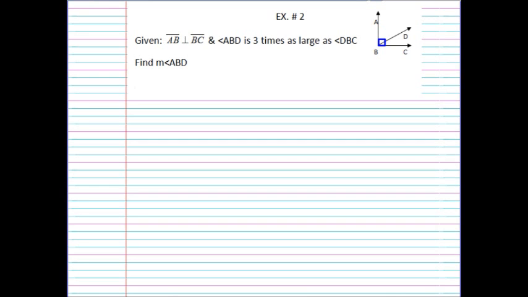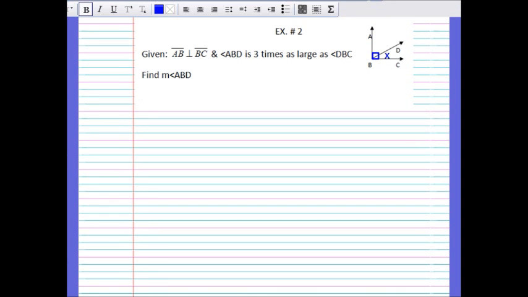So where we see that smaller angle, angle DBC, let's put an X. If that angle is X and angle ABD is 3 times as large, that angle would be 3X. Now, looking at my picture, I have a 3X, an X, and a 90-degree angle. I'm going to solve this algebraically. By adding up my two angles, it's set equal to my 90-degree angle because of perpendicularity. We're going to solve for X, and then plug it back in.